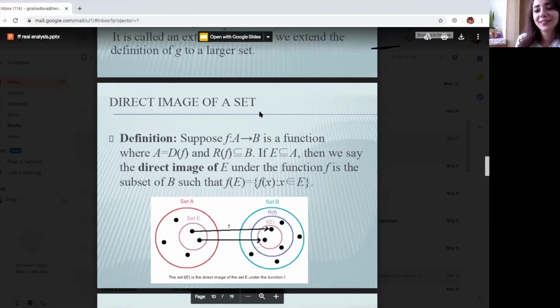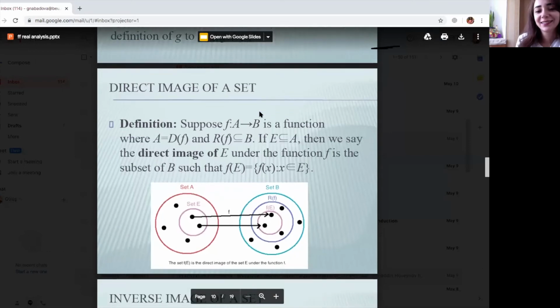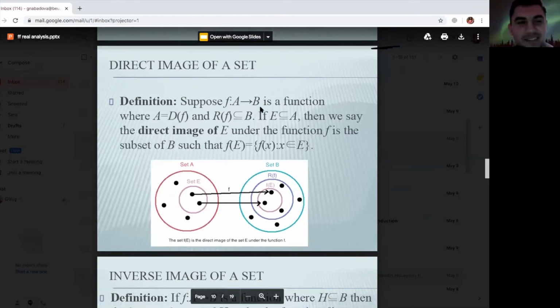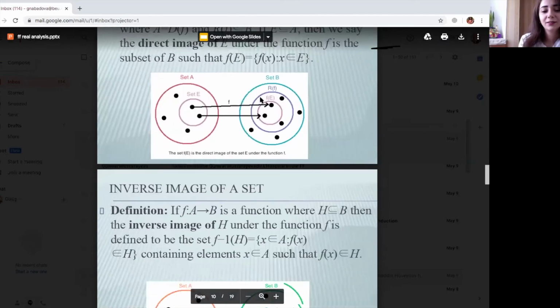Just start. Okay. Let me talk about the direct image of a set. Suppose f from A to B is a function where D(f) is A and R(f) is included in B. If E is included in A, then we say the direct image of E under the function f is the subset of B such that f(E) is equal to f(x) where x is in E. You can see this also in this picture. Right. Next slide, picture.